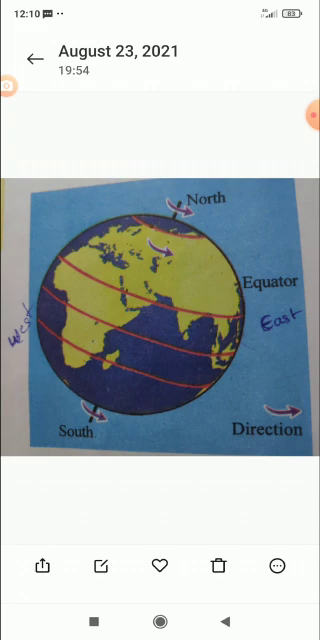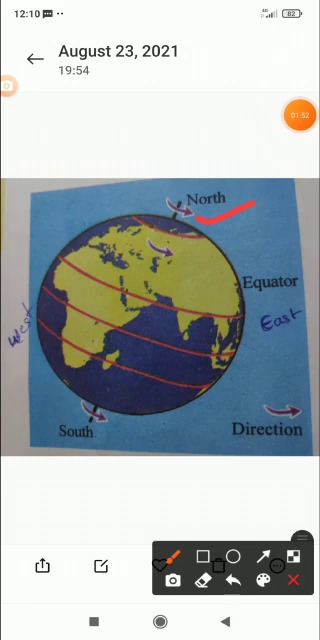Good. Look at the globe, children. Locate the North Pole and South Pole. Children, if you face north, the east is on your right, and west is on your left.